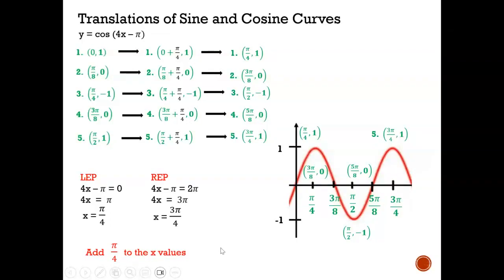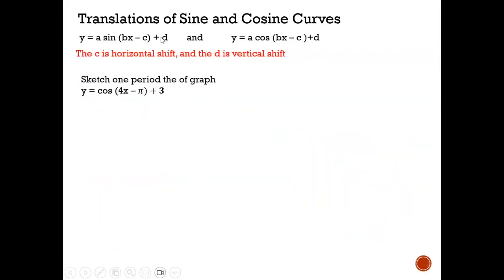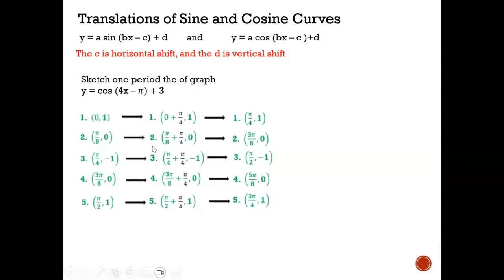Okay. Now let's add the vertical shift. Okay, the bx minus c is horizontal shift, and the d is a vertical shift. So I'm going to do the very same graph, guys, as what we did right now, which was y equals cosine of 4x minus pi, but all we're going to do is add 3. With that, I'm going to get all the points because I already did the work. So these were my points, the ones that we sketched on the previous slide.